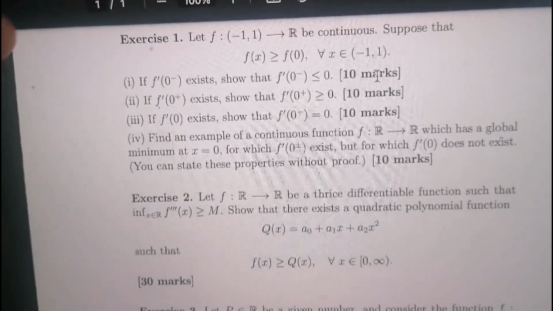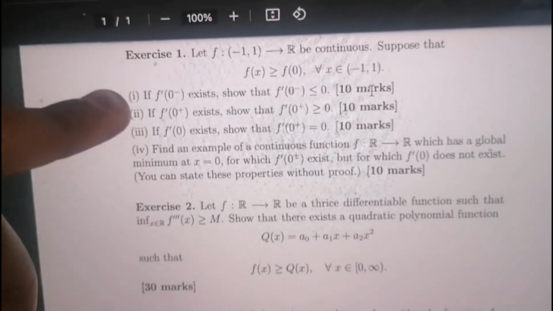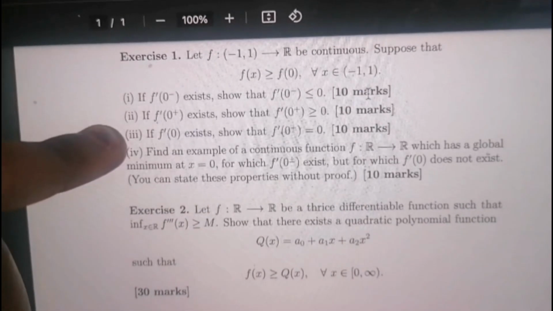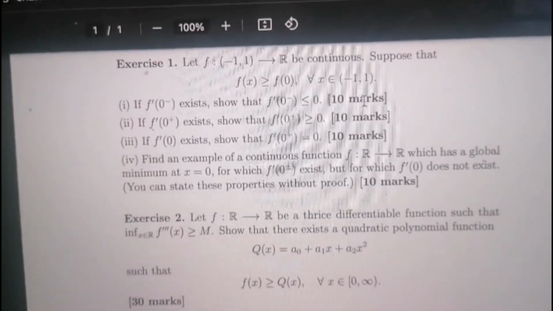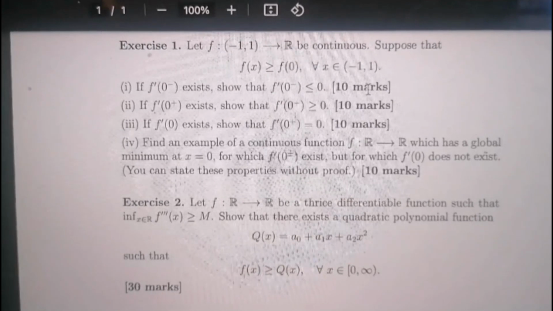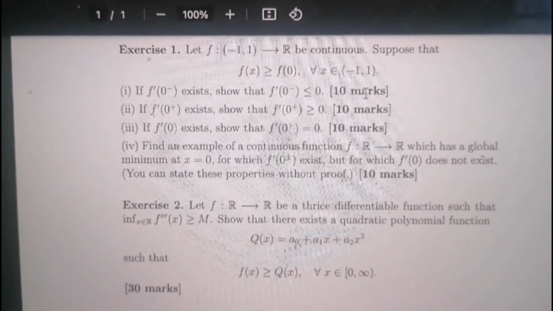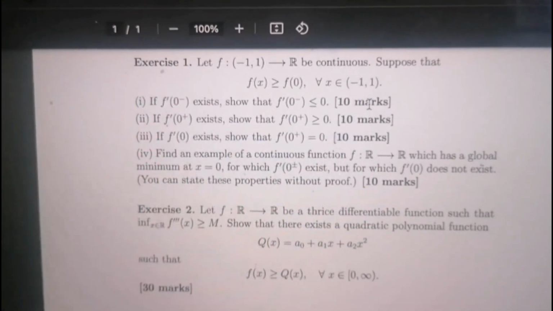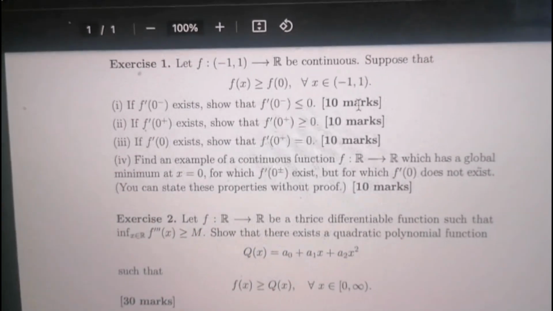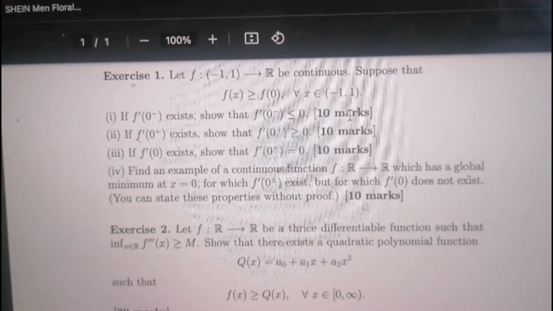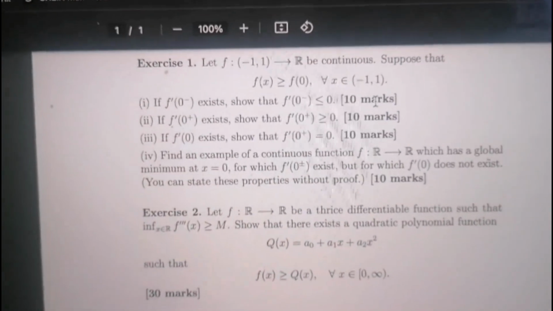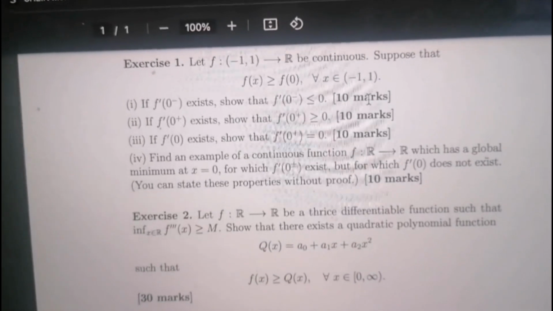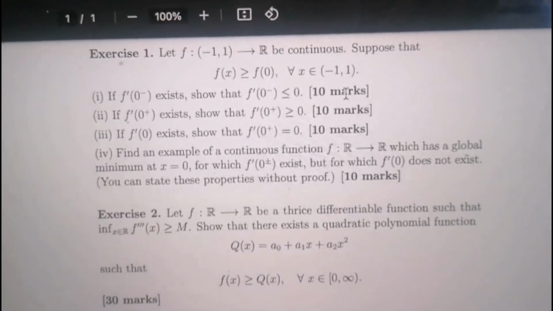These first three seem very doable. I don't exactly know how I'm going to start them. I think I'm going to use first principles, maybe. That's my initial guess. I haven't really tried it at all yet. These first three. Part 4, however, find an example of a continuous function which has a global minimum at x equals 0, for which f dash of 0 exists, but for which f dash of 0 does not exist.